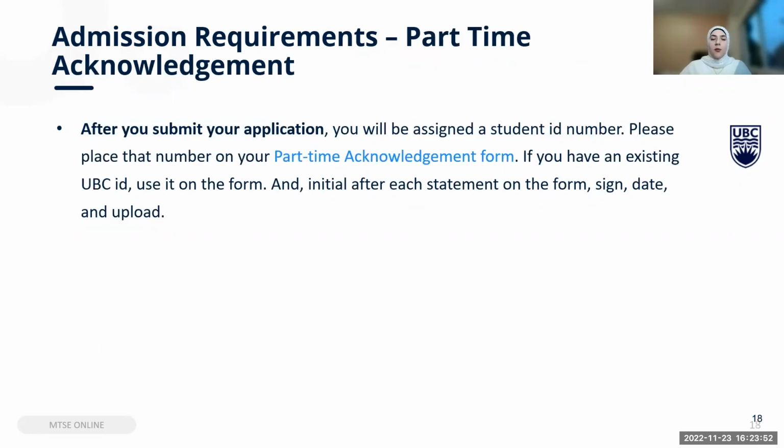After you submit your application, you will be assigned a student ID. Please place that number on your part-time acknowledgement form. If you have an existing UBC ID, please use it on the form. You'll have to initial after each statement and sign, include the date, and upload back to your application.